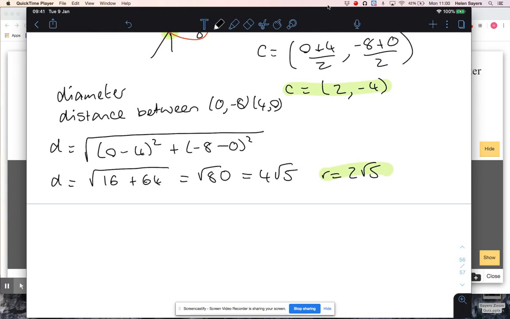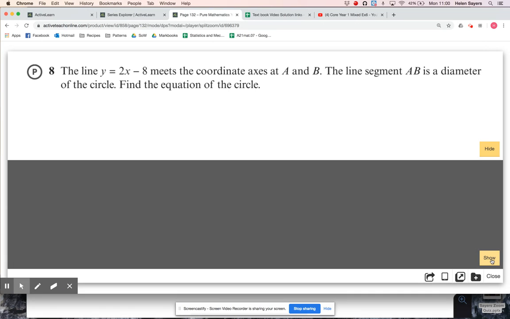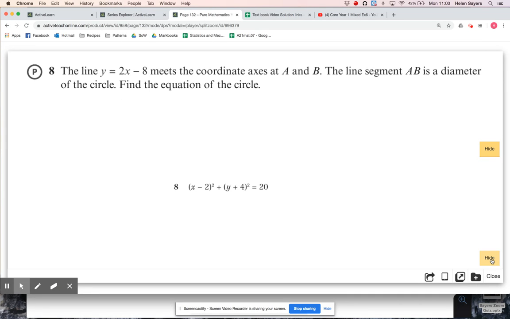Okay, so I've got everything I need. So my equation of my circle is going to be x minus 2 all squared, I'm just looking back up to the centre, plus y minus 4 all squared is 2 root 5 squared. And just be careful, I wouldn't leave it like that. You might be okay, but again, you always just stick it straight into your calculator. But 2 root 5 all squared is 20. Okay, let's just double check I haven't done anything silly. Nope, we are good.